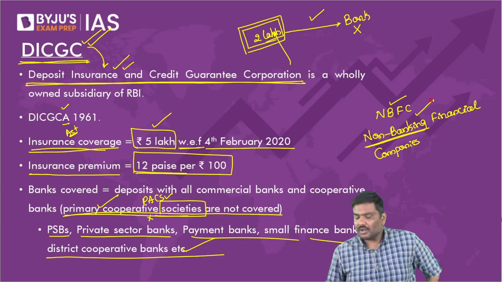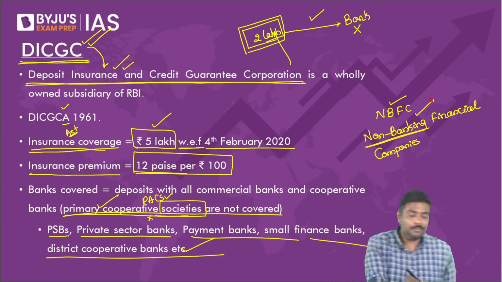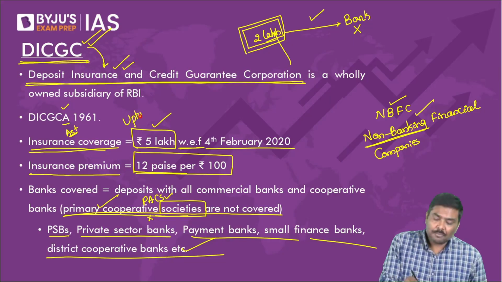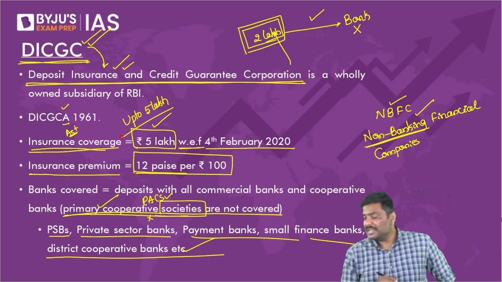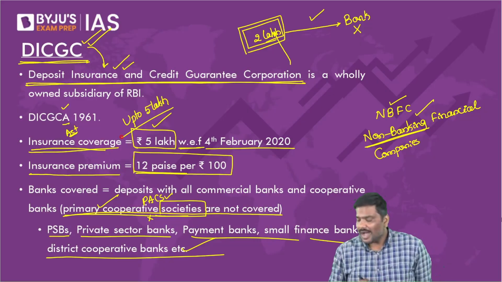Does anybody have any problem? So DICGC provides insurance on a maximum of 2 lakh or 5 lakh? Up to 5 lakh. Up to 5 lakh rupees of insurance coverage is provided. This was there in the current affairs. Please be very, very careful.